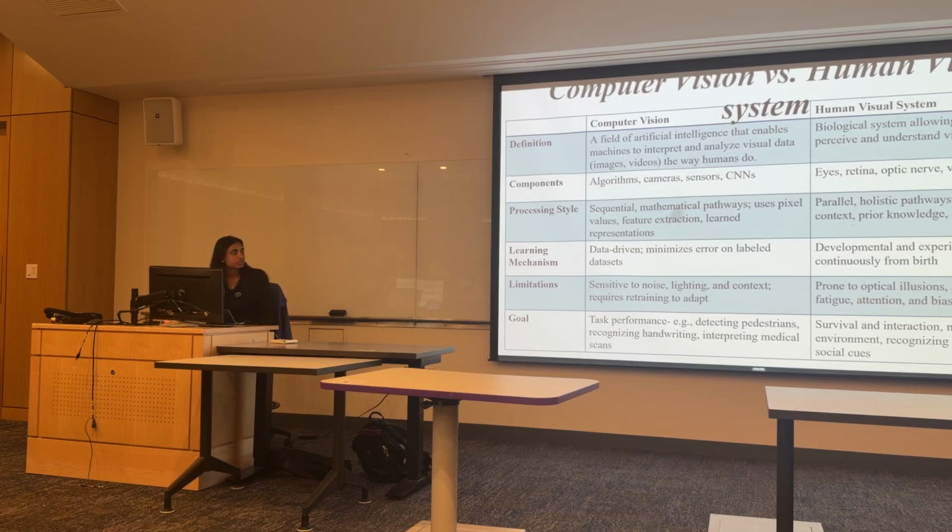And then lastly, the goal. We have evolved to use our visual system for survival, interaction, and navigating our environment, for example, recognizing faces and interpreting visual cues. For computer vision, you will see it a lot in self-driving cars, for example, to detect other cars on the road or pedestrians. A lot of people are using it to recognize handwriting, and in the medical field, especially, for interpreting different scans or diagnosing tissues for certain diseases. That's also becoming a very hot field.